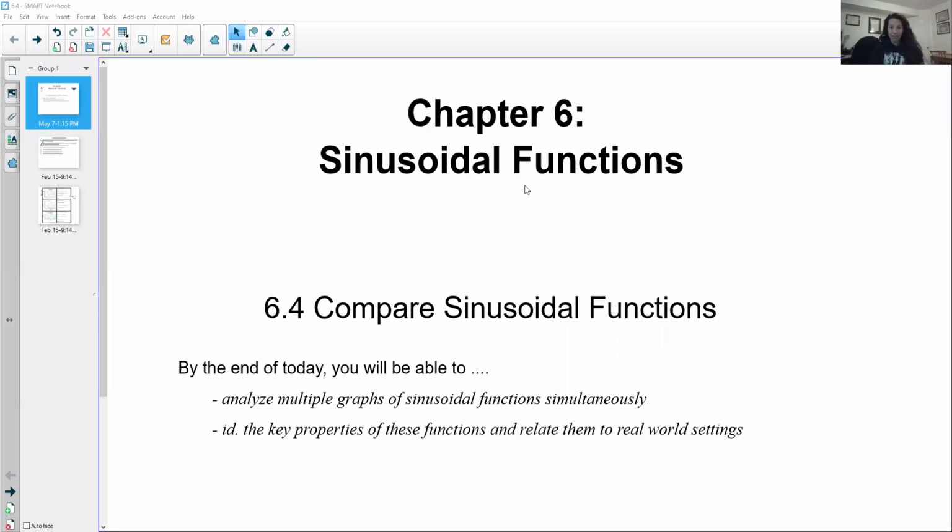Today we are going to be comparing different sinusoidal functions. So we're still looking at the sine functions. It's just a matter of how they've been stretched, compressed, elevated. So we're just going to change different parts of them. I'm only going to look at one example today.